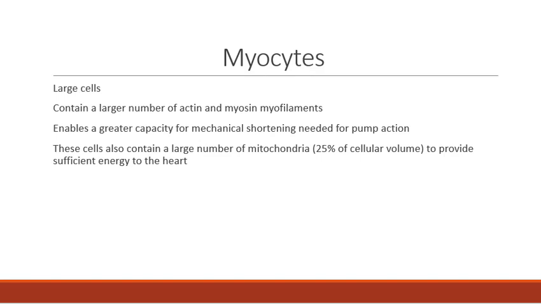The myocytes, the mechanical cells, are large cells. They contain a large number of actin and myosin myofilaments. This enables a greater capacity for mechanical shortening needed for pump action. These cells also contain a large number of mitochondria to provide sufficient energy to the heart.